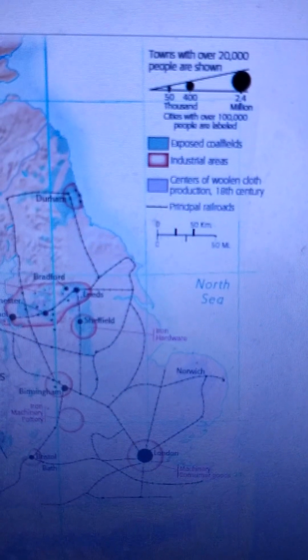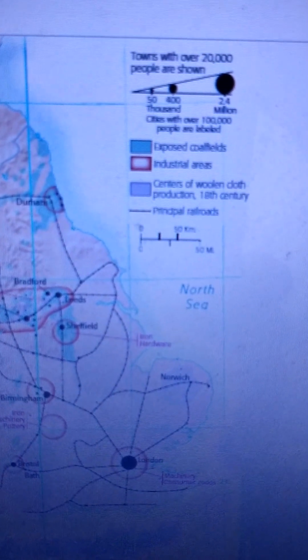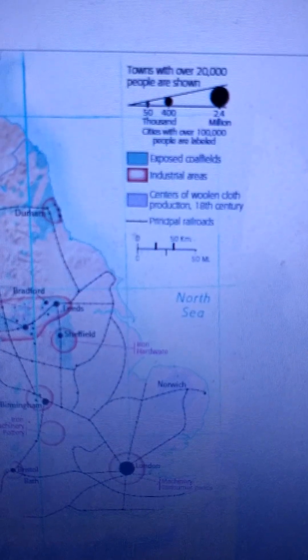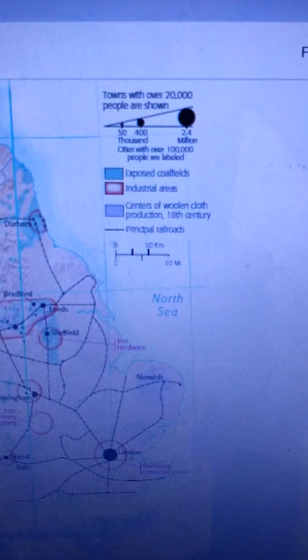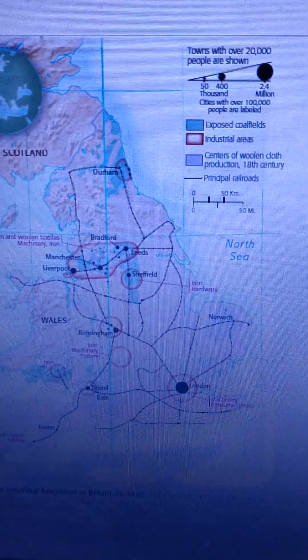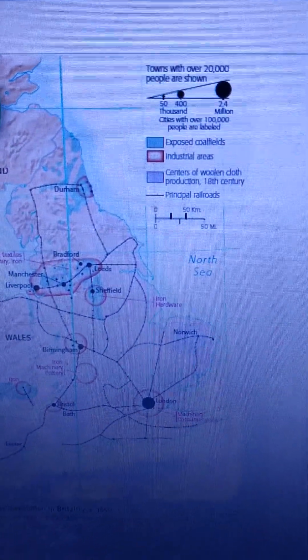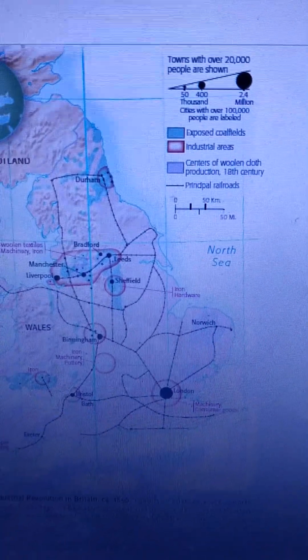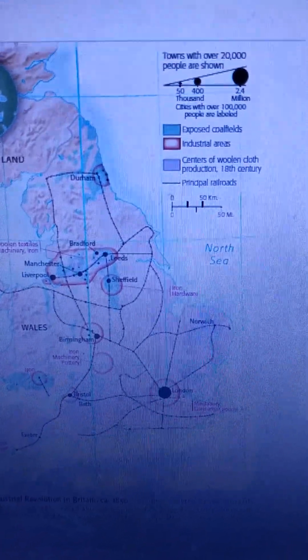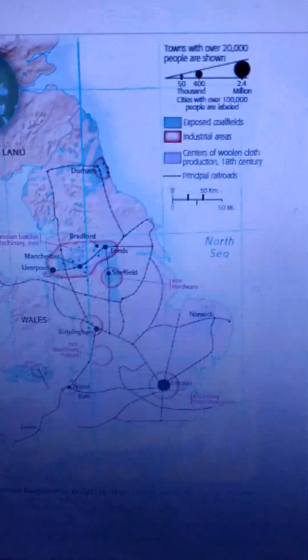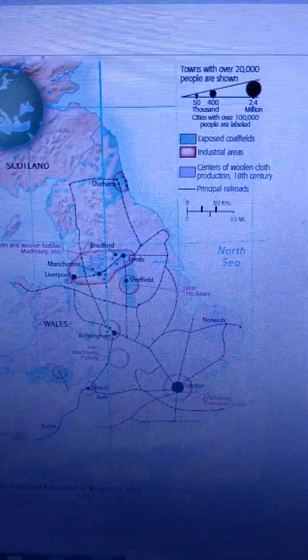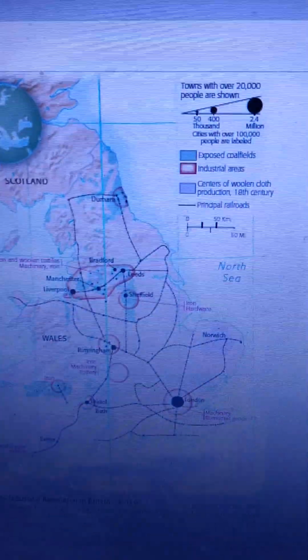Now, let's look a little bit further into this, because it also shows, you can see there, in light purple, centres of woolen cloth production. Now, again, the student can look up the word textile, because textile includes both woolen cloth, which goes back to the Middle Ages, as we've seen before, linked to what is now the Low Countries, Belgium and Italian finance, and also cotton.